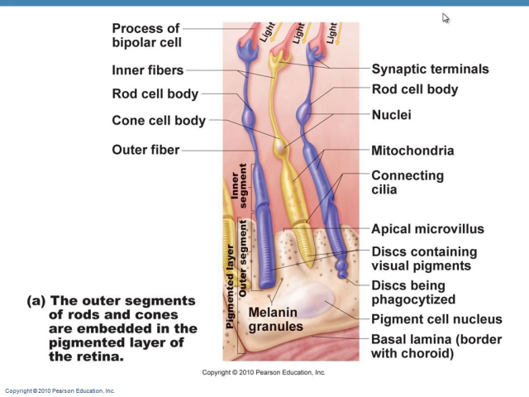So we find these guys down at the bottom, and those visual pigments are created, and then as they age, they get phagocytized away. As we age, that process doesn't become as efficient anymore. And that's why sometimes as we age, our vision is affected. So, yeah.